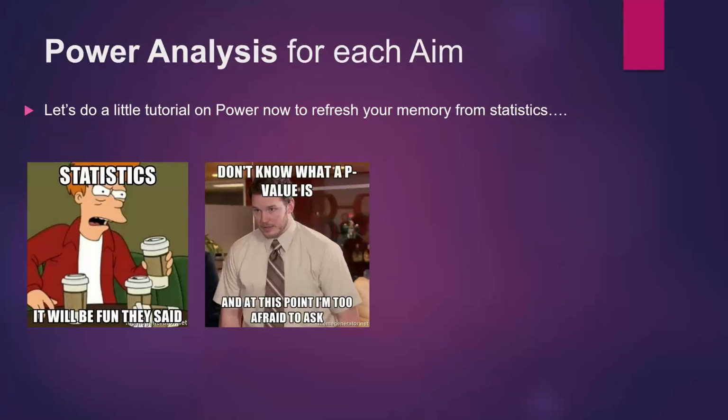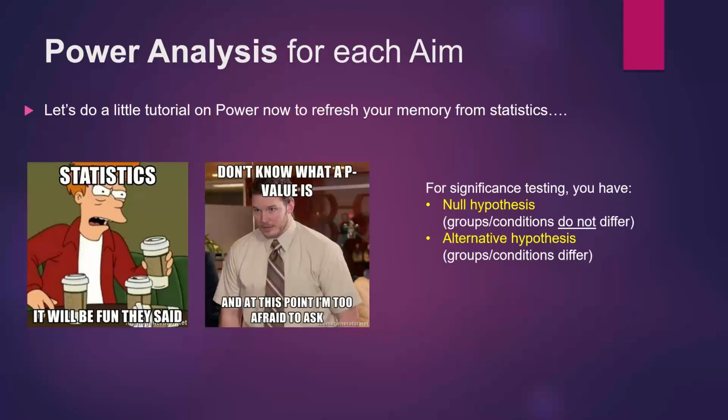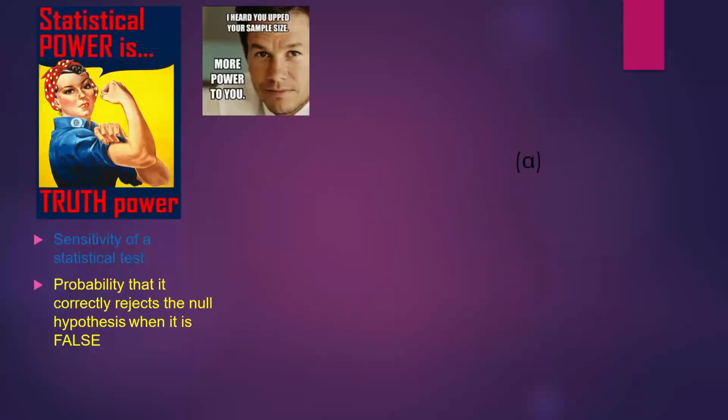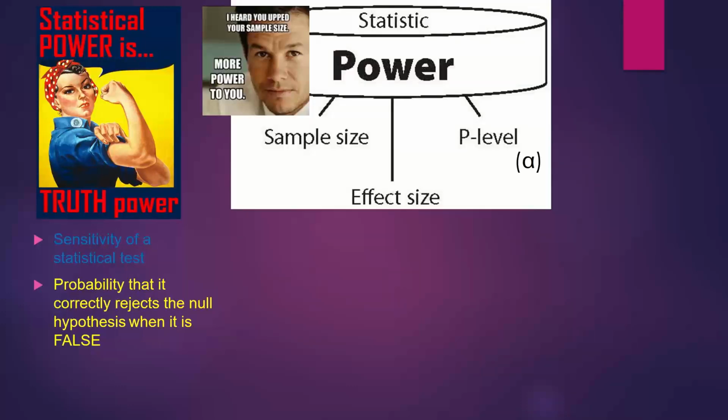After participants, the next section is power analysis. Let's do a little tutorial on power now to refresh our memory from statistics. For significance testing, you have your null hypothesis that the groups and conditions do not differ, and the alternative hypothesis that your groups and conditions differ in some way. Statistical power is the sensitivity of a statistical test and the probability that it will correctly reject the null hypothesis when it is false. Power is dependent on three things: sample size, effect size, and your alpha p-level value.